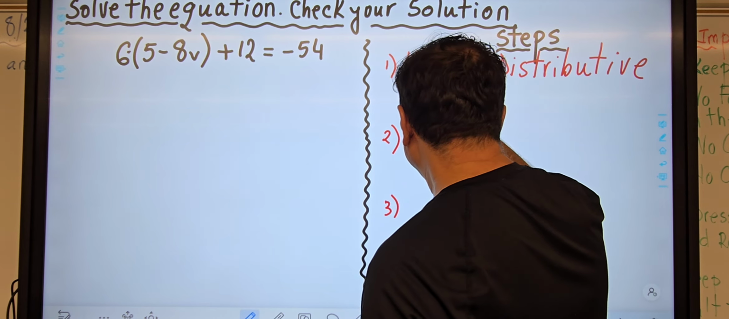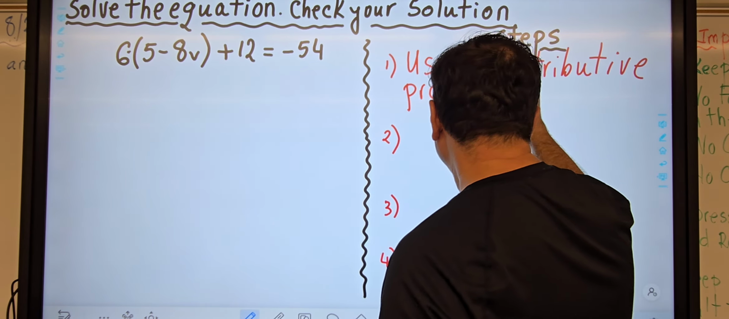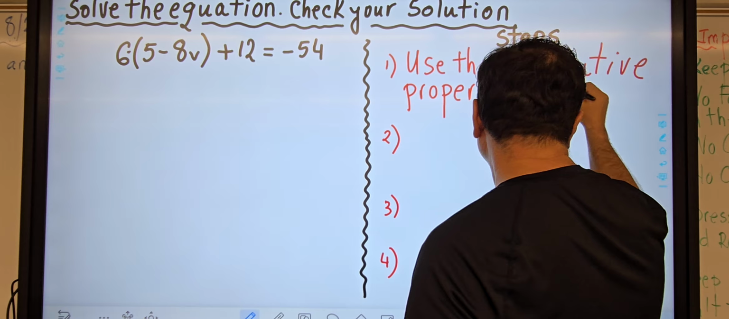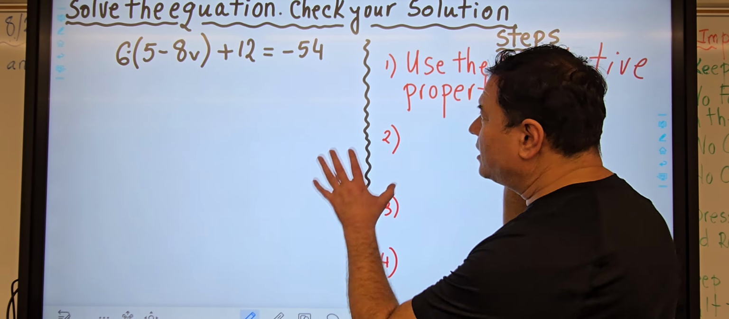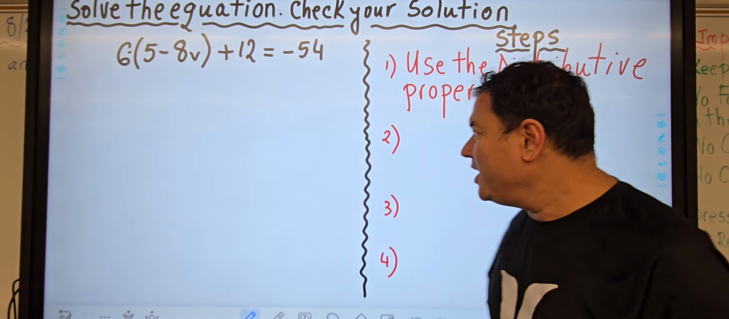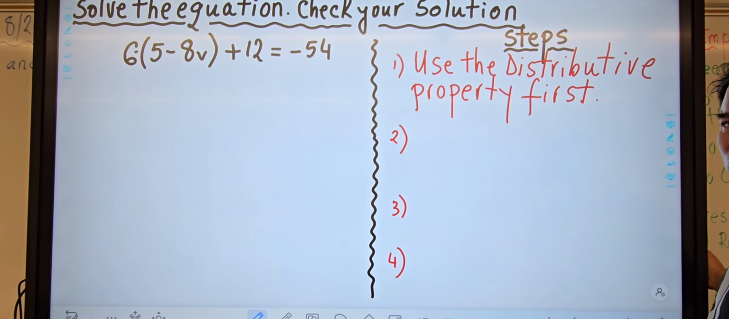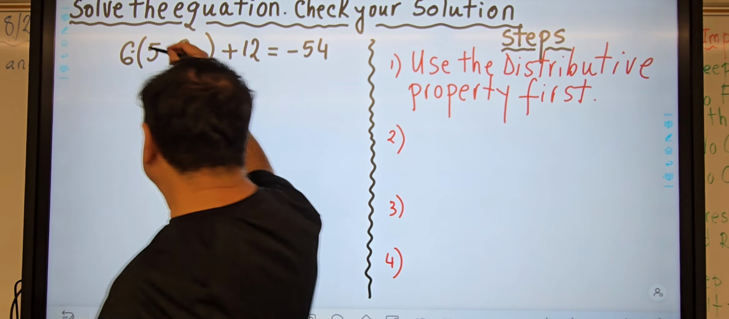Use the distributive property first. We are going to use the distributive property first in order for us to solve our equation. So again, we are going to draw the arrows.